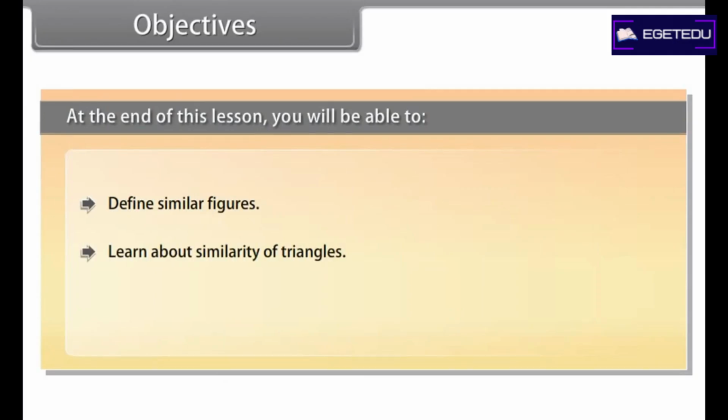Objectives. At the end of this lesson, you'll be able to define similar figures, learn about similarity of triangles, and understand the criteria for similarity of triangles.